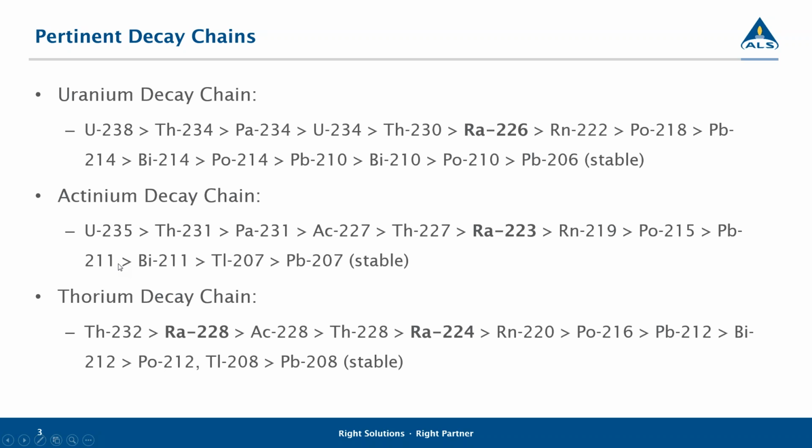We have an actinium decay chain, which has radium-223 in it. Radium-223 has an 11.4 day half-life, so it usually comes into play as a problem more than an actual analyte of interest. The thorium decay chain is where we're usually looking at radium-228. This is also where radium-224 is, which we'll talk about a couple of times.